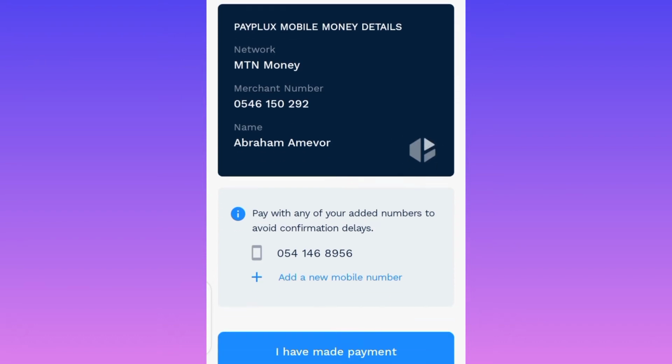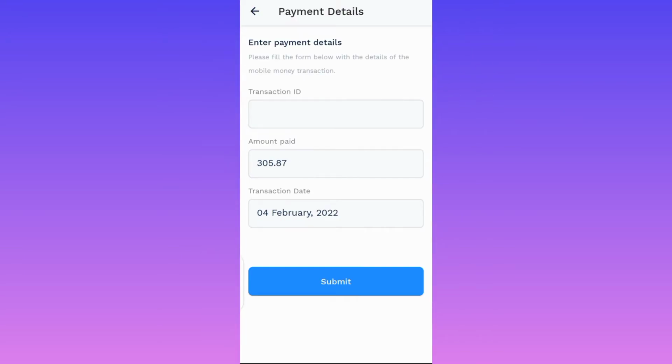So let's assume that I've sent the payment to payplux. I'm going to click here and say I have made payment. All right, so at this point I told them I've made payment, and they've given me an option where I can provide my transaction ID. If you send mobile money, they will send you a transaction ID. If your SMS pops up, your transaction ID will be there, and that's very important over here. So you have to input the transaction ID here.